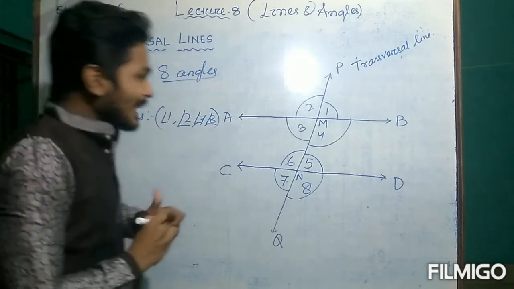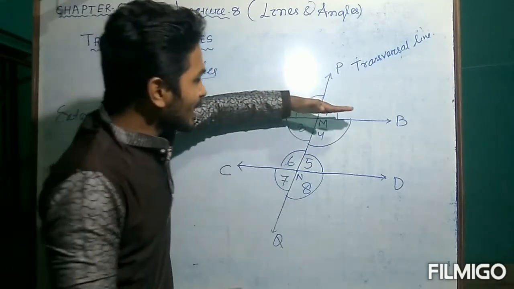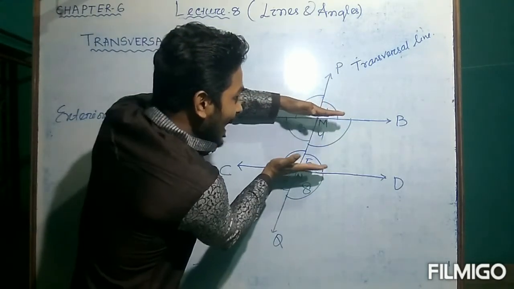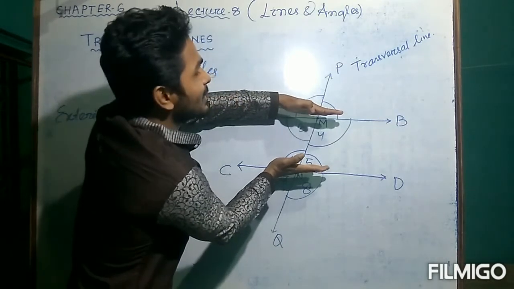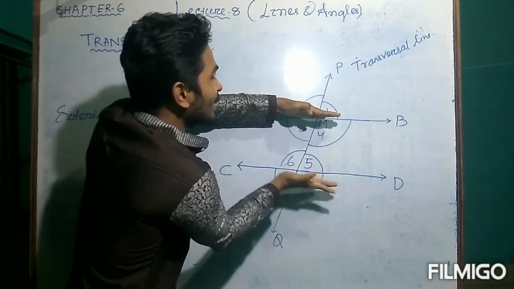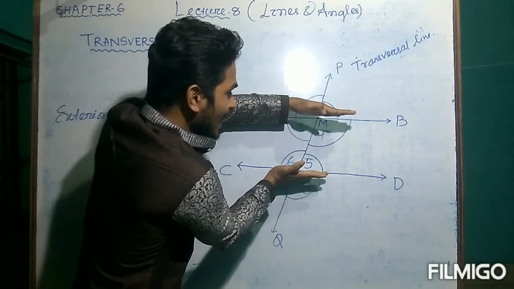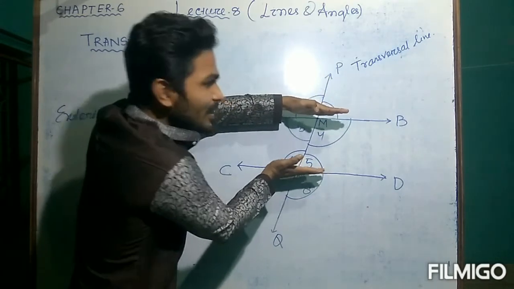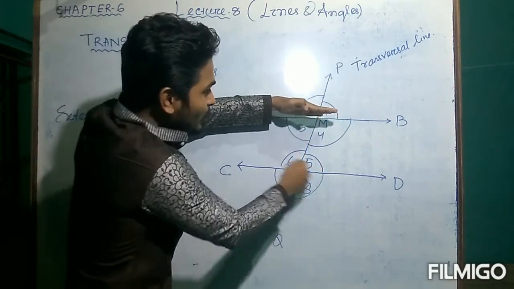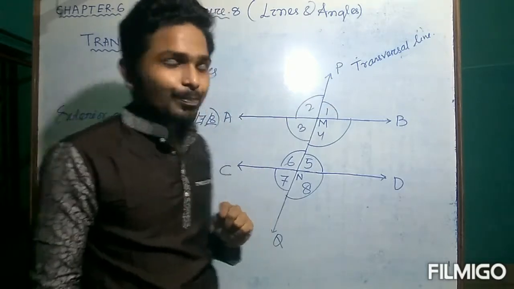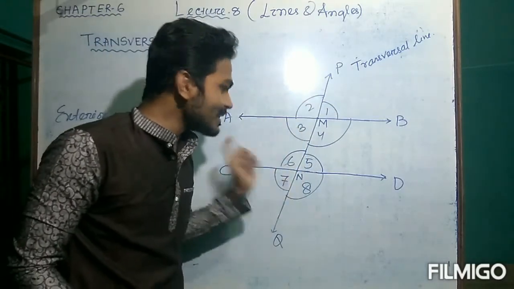Right? Next, as you can see, in between these two lines there are also 4 angles: 3, 4, 6, 5. See, if it is the line AB and it is the line CD, then in between these two lines, how many angles are there? 1, 2, 3, 4. 4 angles are there: angle 3, angle 4, angle 5, angle 6.